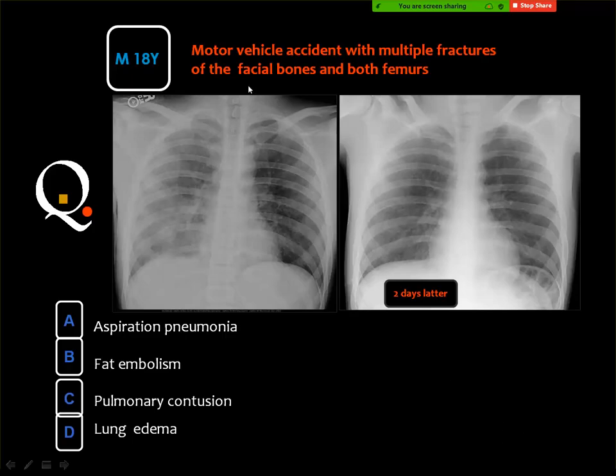Then this is an 18 years old male with a car accident, and this is the chest X-ray, and after 2 days this is the chest X-ray. Pulmonary contusion. No, this is not aspiration pneumonia, it is pulmonary contusion.